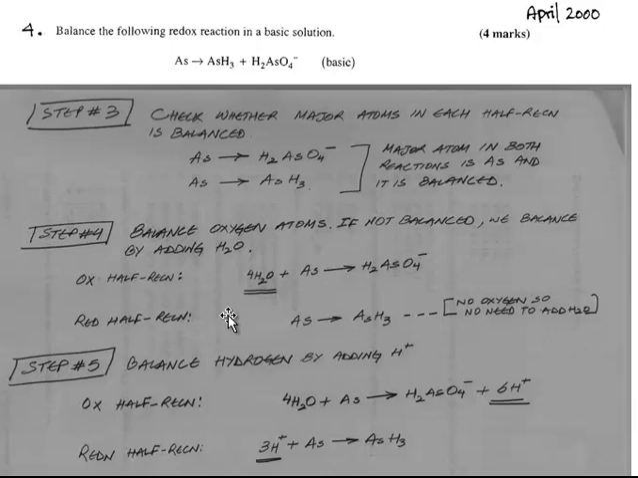Now in the reduction half reaction, we see that there are 3 hydrogen on the right hand side, but no hydrogen on the left hand side. So we balance that by introducing 3 H+ on the left hand side. So we can see that even in the reduction half reaction, there's 3 hydrogen on the left hand side, 3 hydrogen on the right hand side, and we don't have to worry about the oxygen here because there is none.